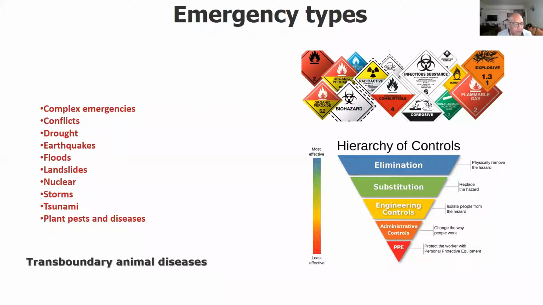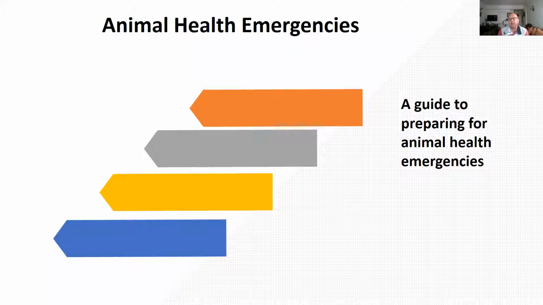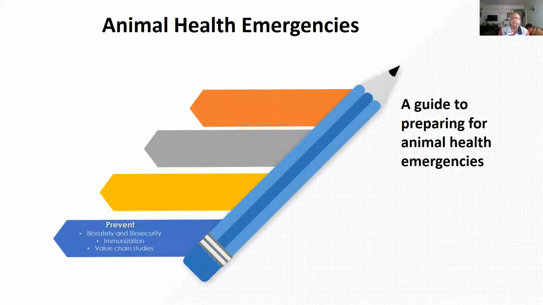But since we all are going to be veterinarians in the near future, in one or two years, you need to understand what the emergencies are for the animal health sector. First of all, this is the guiding principle for you all. So don't forget this. This is the guide to prepare for your health emergencies, which applies from disease to disease. For example, one of the principles is prevent. The major components under prevent are biosafety and biosecurity, immunization or vaccination, and value chain knowledge. This is a very important portion of the health emergency.